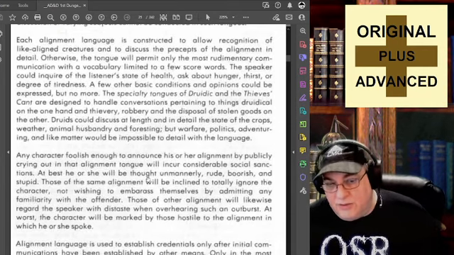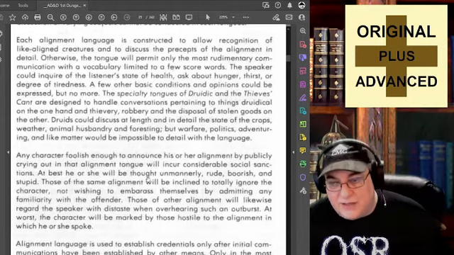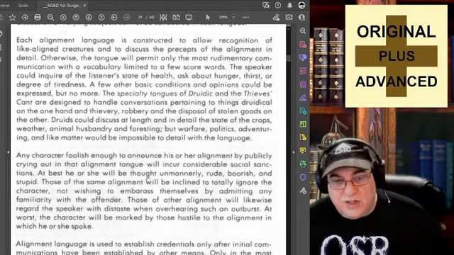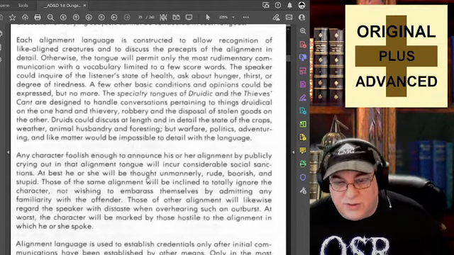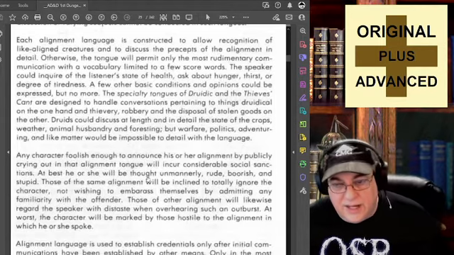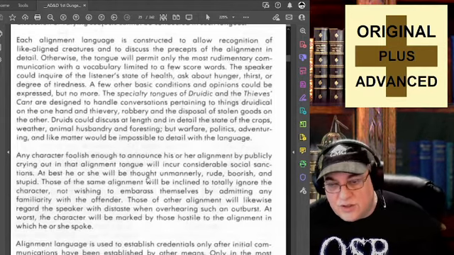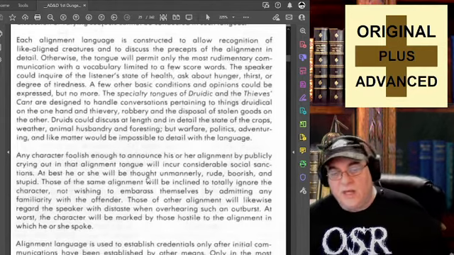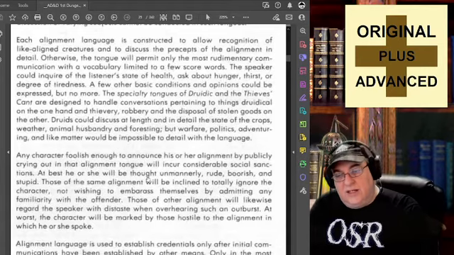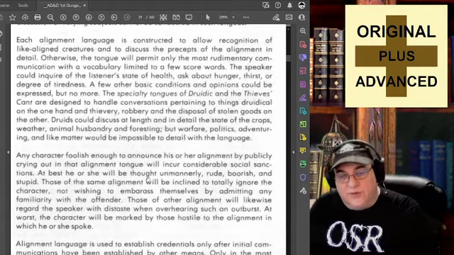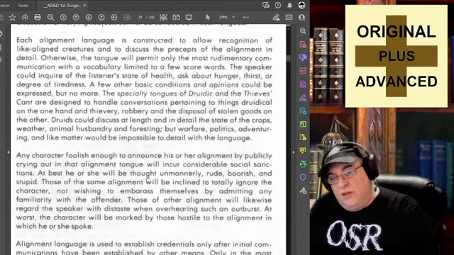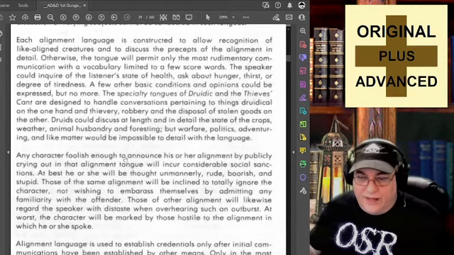The speaker could inquire of the listener's state of health, ask about hunger, thirst, or degree of tiredness. A few other basic conditions and opinions could be expressed, but no more. The specialty tongues of Druidic and the Thieves' Cant are designed to handle conversations pertaining to things druidical on the one hand, and thievery, robbery, and the disposal of stolen goods on the other. Druids could discuss at length and in detail the state of the crops, weather, animal husbandry, and foresting, but warfare, politics, adventuring, and like matter would be impossible to detail with the language.